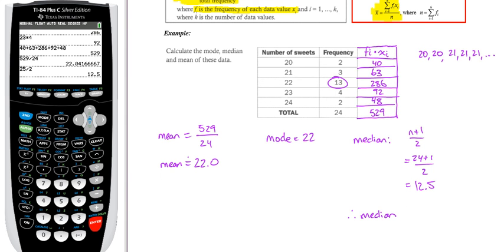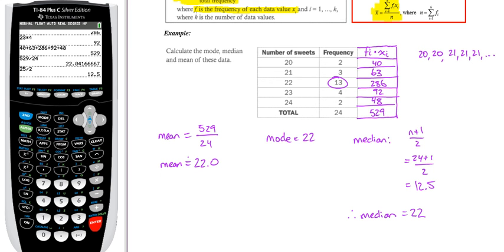Now we don't want to have to write out the whole list, so we can just think to ourselves, okay, in the list I'd have 2 numbers, then I'd have 3 numbers, that would take me up to 5, and then I'd have 13. That takes me up to 18 numbers. So the 12th and 13th will definitely fall in this list of 22s over and over again. So that means our median is 22.